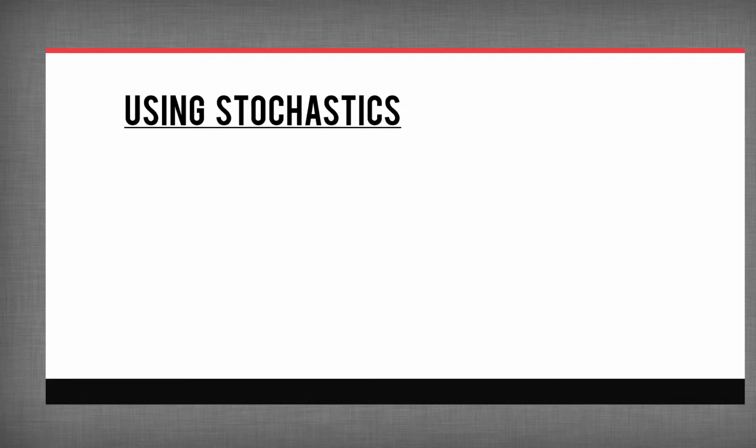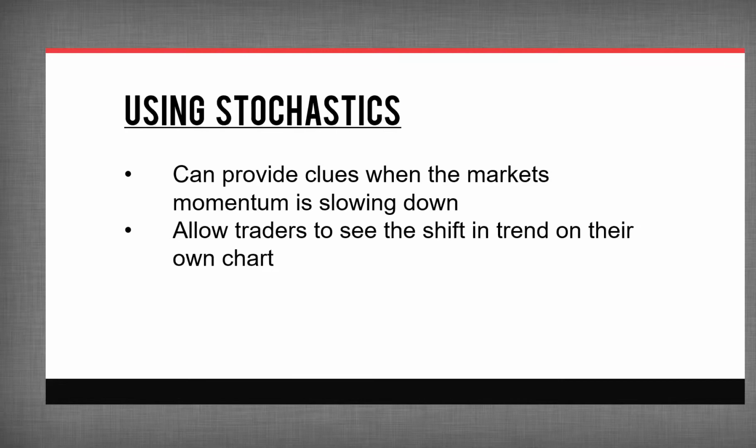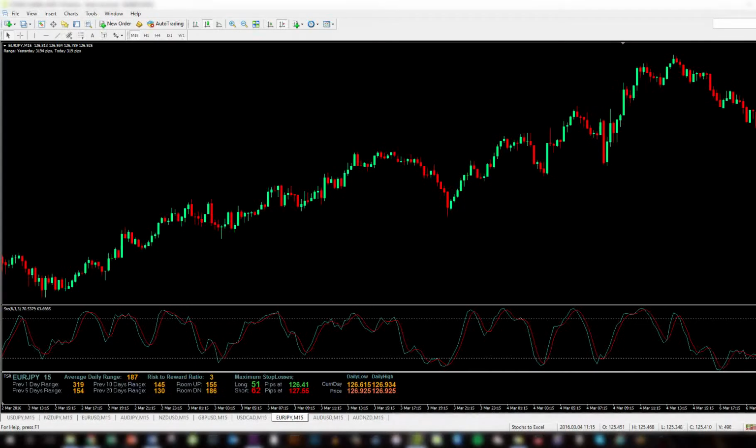Now, traders are constantly looking for ways to catch new trends or changes in trends that are developing. Therefore, momentum oscillators can provide clues as to when the market momentum is slowing down, which often precedes a shift in trend. As a result, a trader using stochastics can see these early shifts in trend on their own chart. So here, we'll be looking at two ways that you can use the stochastics for your trading.